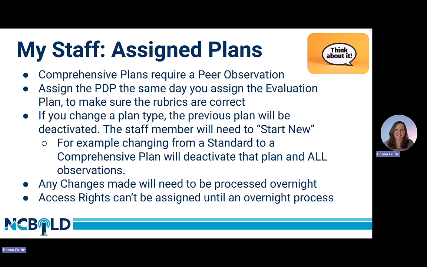I will show you later on some troubleshooting tips if this accidentally happens and they have the wrong rubric. I also like to say, if you change a plan type, the previous plan will be deactivated and the observations belong to the plan. So if you realize you have a beginning teacher and you had accidentally put them on the standard plan and you need to change that and 2 observations have already happened, when you put them on that comprehensive plan, it's going to look blank. You can go back and upload the information manually.